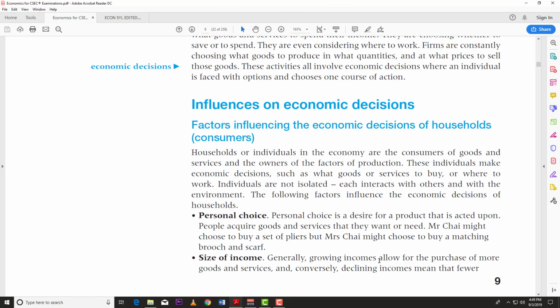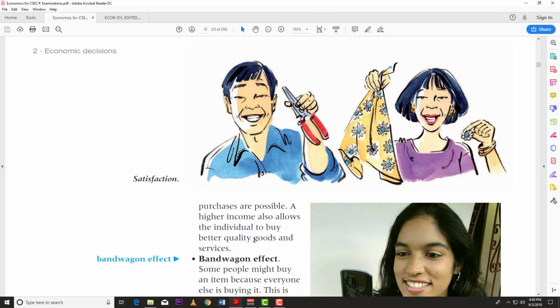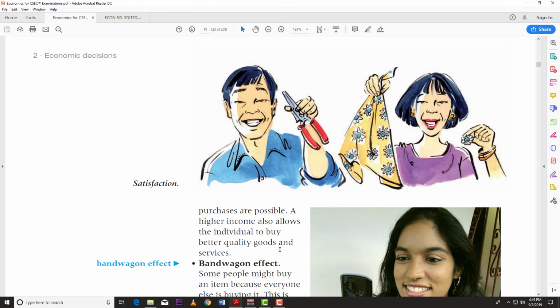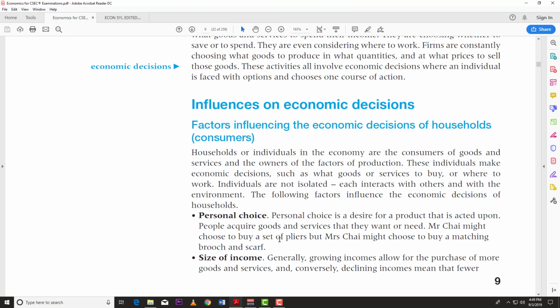Generally, growing income allows for purchase of more goods and services, and conversely, declining income means that fewer purchases are possible. A higher income also allows the individual to buy better quality goods and services. So this one is pretty much self-explanatory. If you're broke, you can't afford anything. So if you're broke, you don't have much of an economic decision to make, right? Because you don't have enough money to buy anything, to utilize anything.